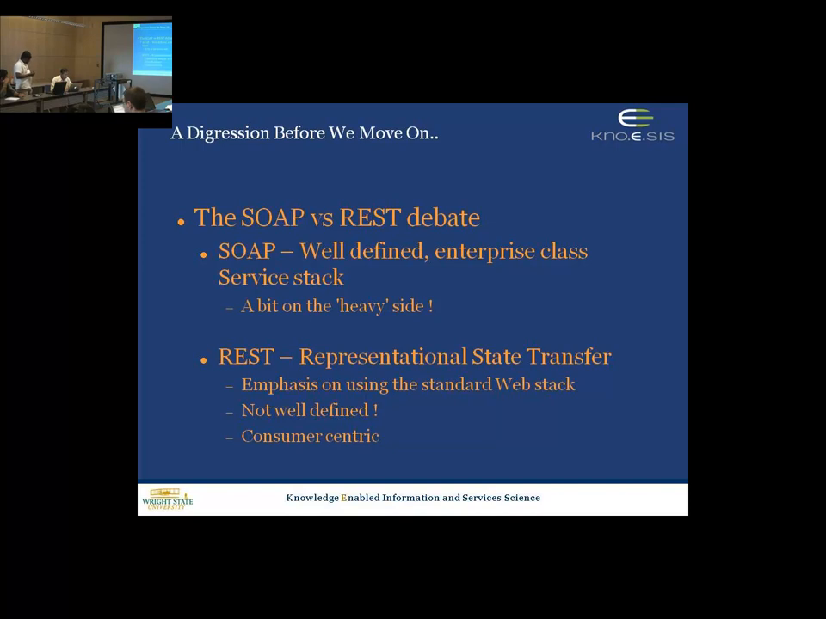But what it is, is a sort of a stack definition for wrapping messages. That is, the SOAP stack has a whole slew of specifications. So you basically say, how do you define services in SOAP? How do you secure services in SOAP? How do you reliably deliver messages in SOAP? All these bits and pieces, there's a separate specification. So there's something called WS-Security, there's something called WS-ReliableMessaging. So all this is an ecosystem for enterprise class services.